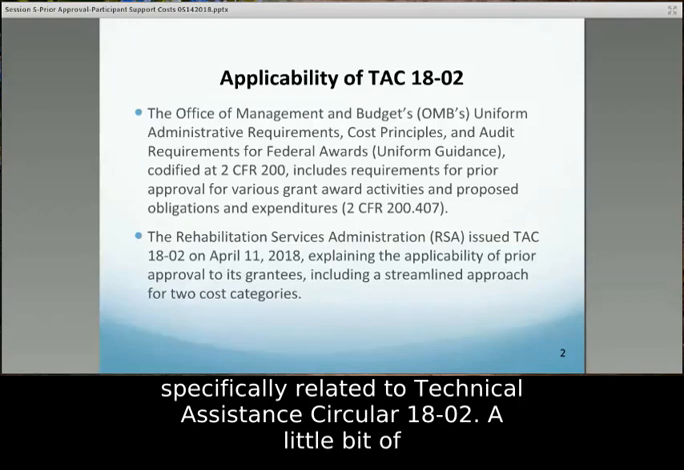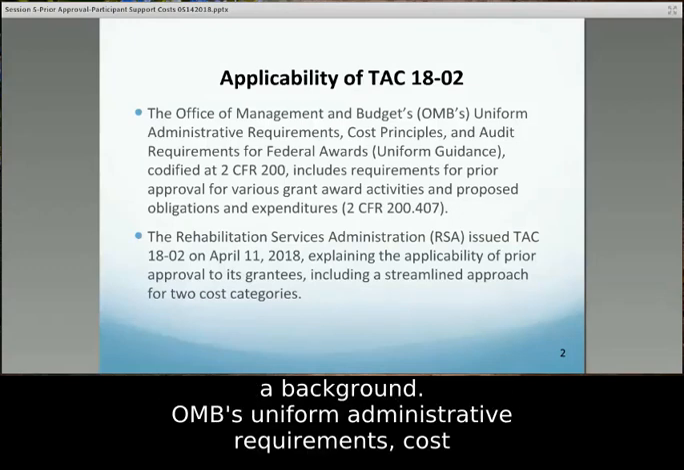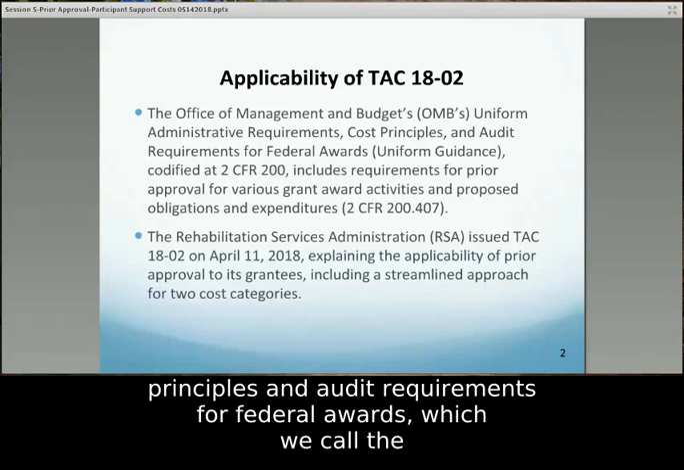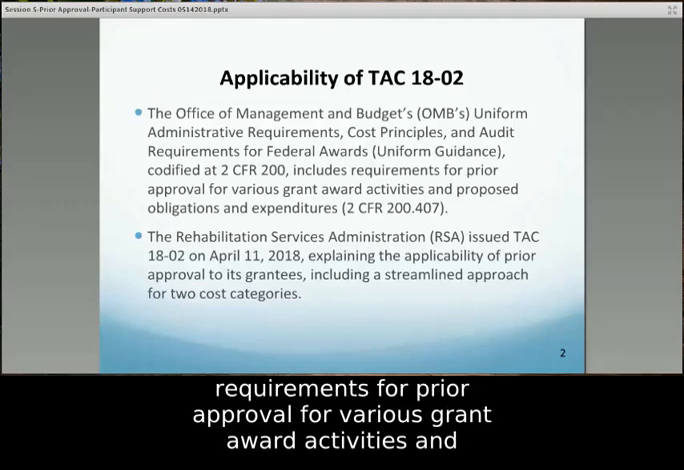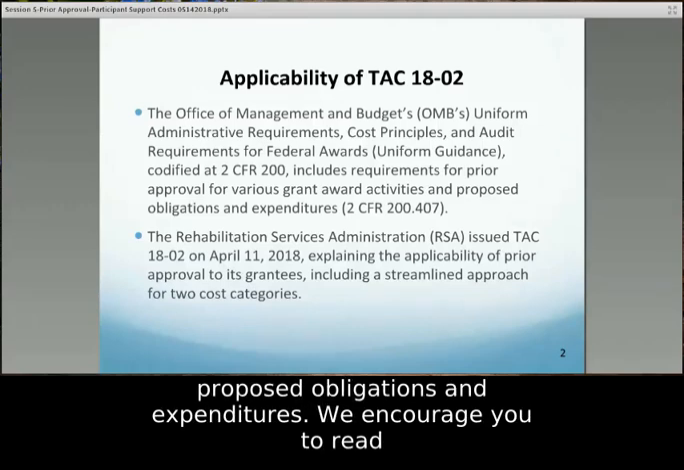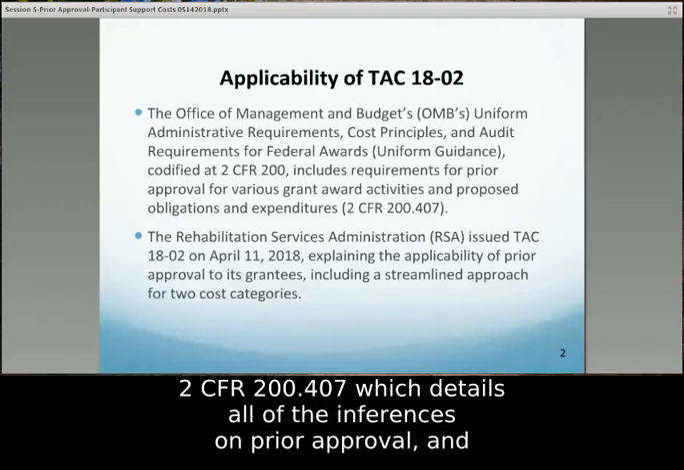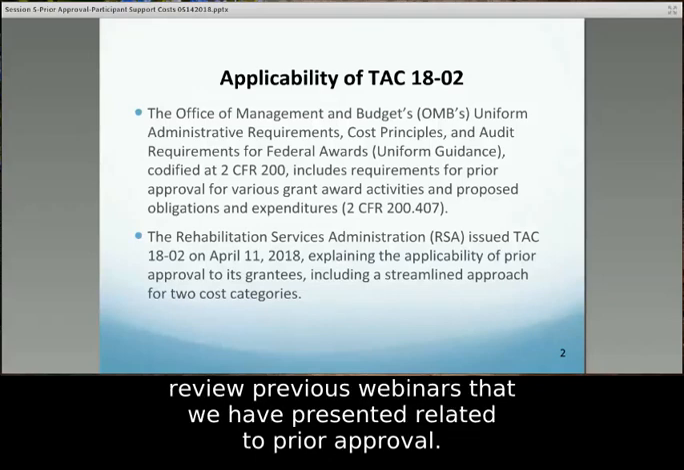A little bit of background. OMB's Uniform Administrative Requirements, Cost Principles and Audit Requirements for Federal Awards, which we call the Uniform Guidance, which was codified at 2 CFR 200, includes requirements for prior approval for various grant award activities and proposed obligations and expenditures. We encourage you to read 2 CFR 200.407, which details all of the instances on prior approval, and review previous webinars that we have presented related to prior approval.